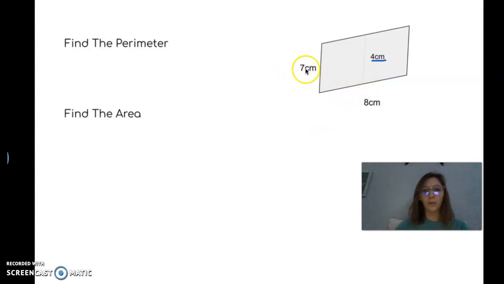Okay, so I know that I have 7 over here, so that must mean over here I will also have 7 centimeters. Bear with my writing. And then down here I have 8 centimeters, so up here I must also have 8 centimeters. So 8 plus 8 is what? 16. Good. 7 plus 7. 14. Good.